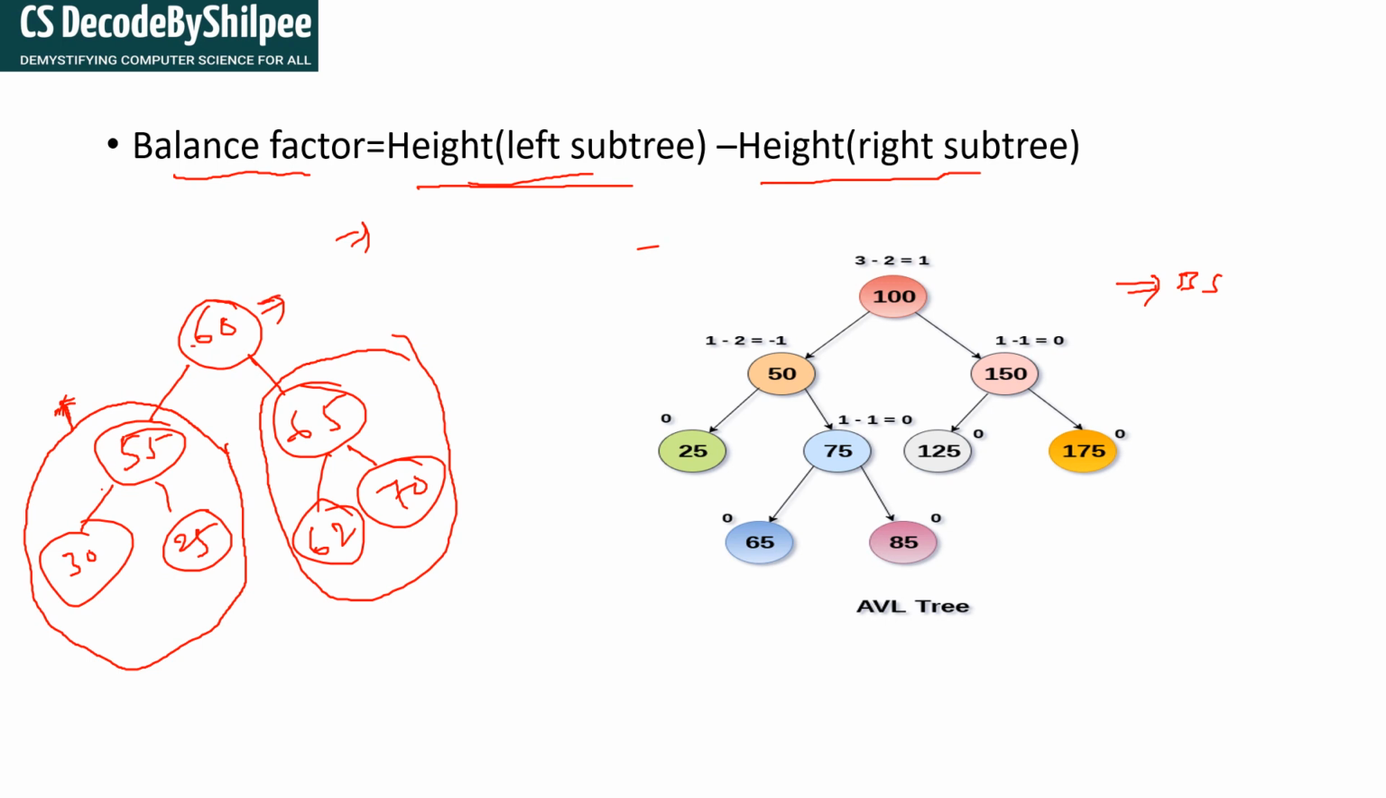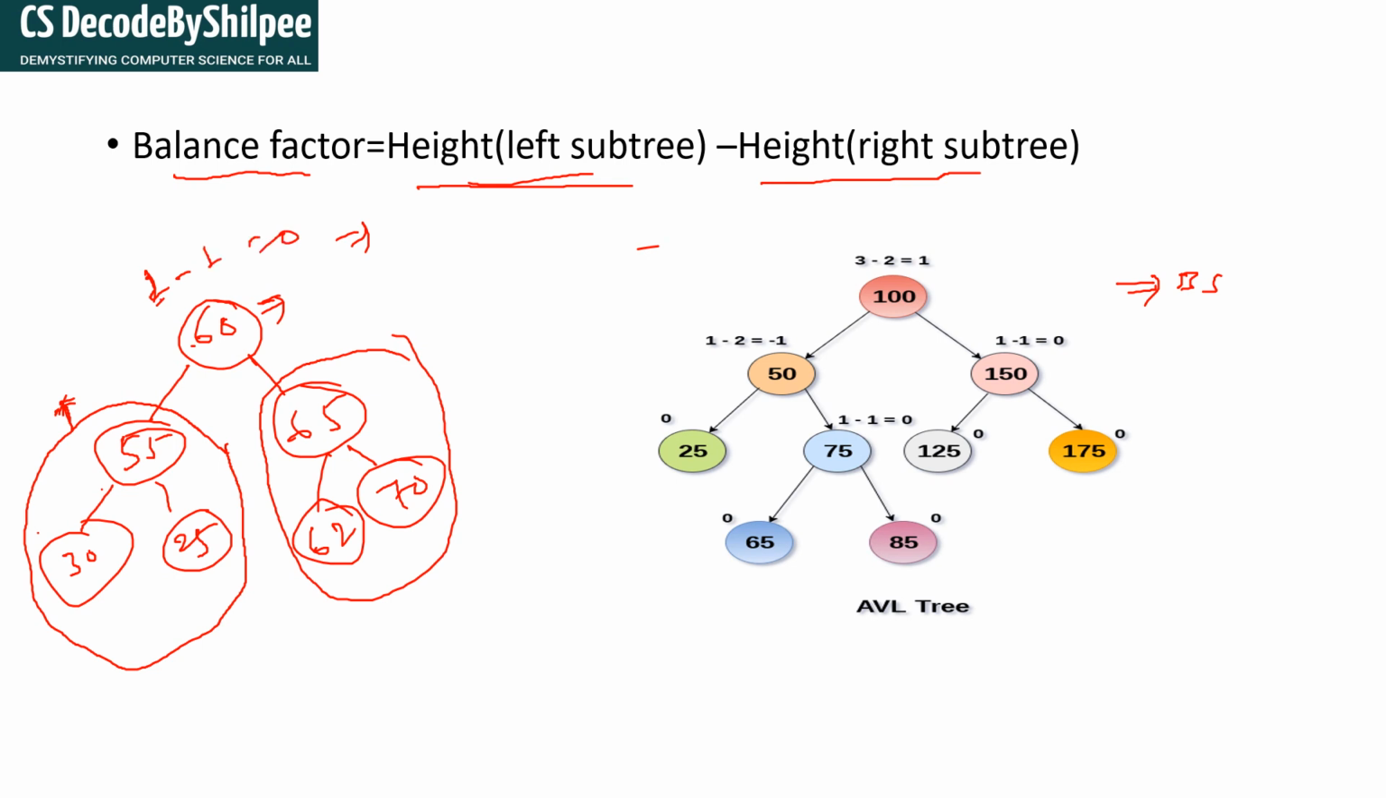So the total height of this 60 is nothing but 2 minus, if I am assuming that suppose this is the height of the subtree, if I am taking that 1, and the height of the subtree is what? 1 here. So 1 minus 1 is 0.